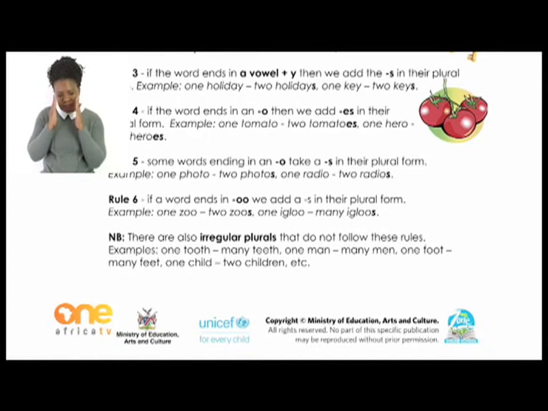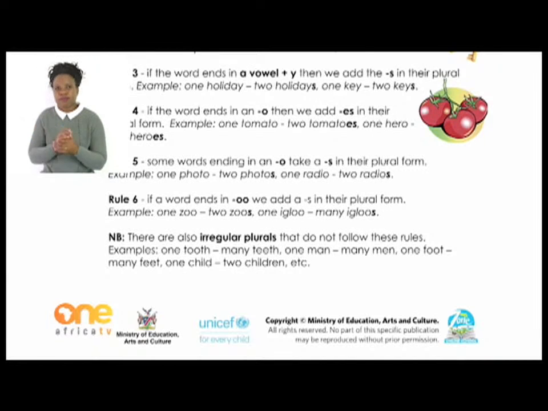Let's go to rule number 5. Some words ending in an O take an S in their plural form. For example, photo becomes photos. We're just adding an S there. One radio, two radios.